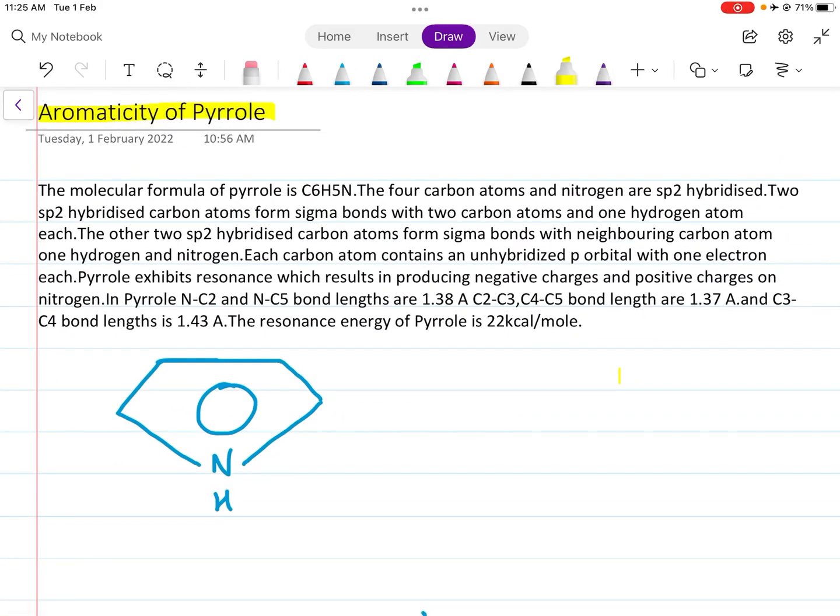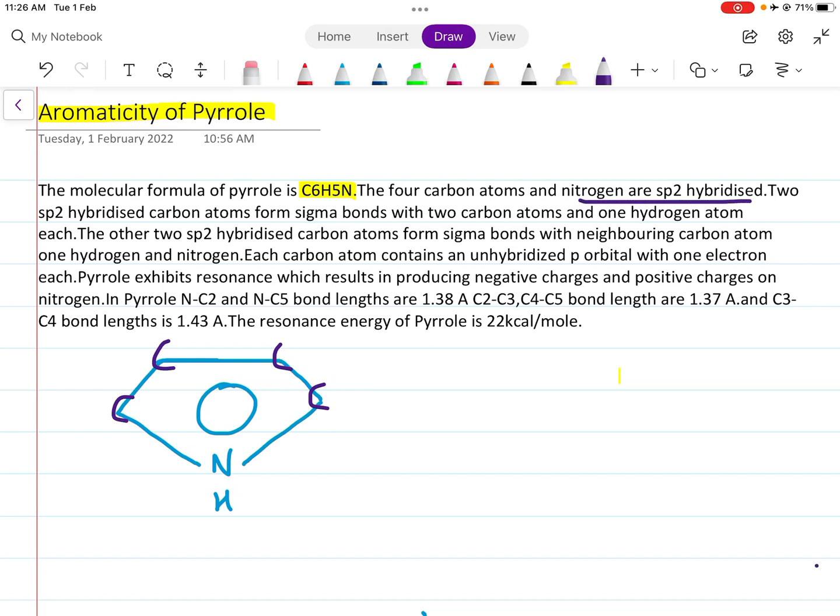Aromaticity of the pyrrole molecule. The molecular formula of pyrrole is C4H5N. The 4 carbon atoms and nitrogen are sp2 hybridized. So the 4 carbon atoms, that is this 1, 2, 3, 4, are sp2 hybridized.